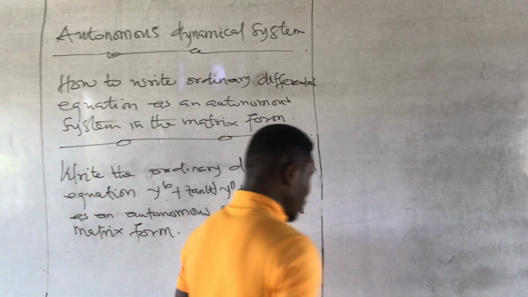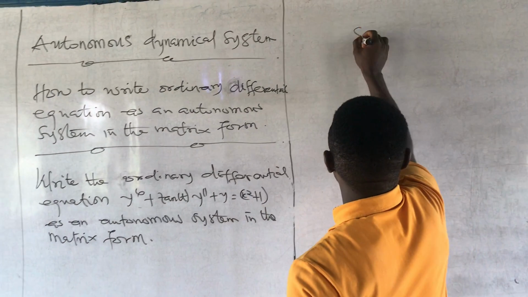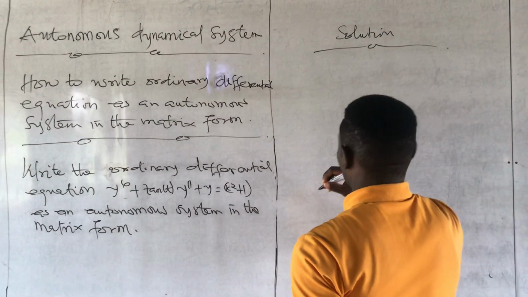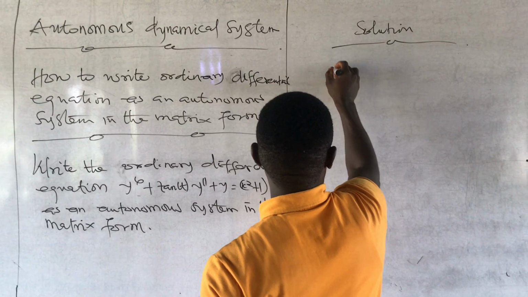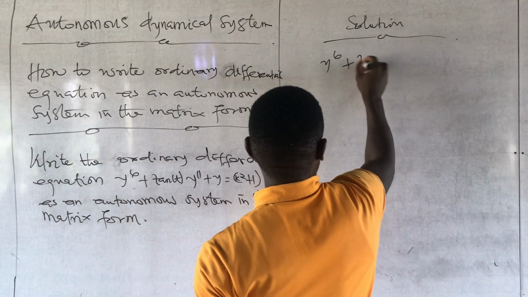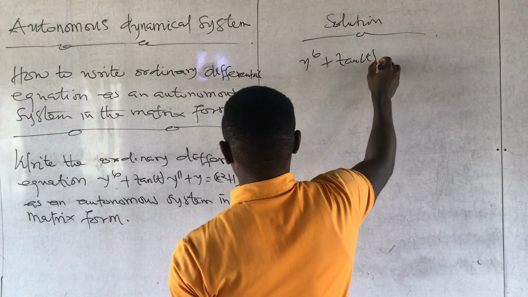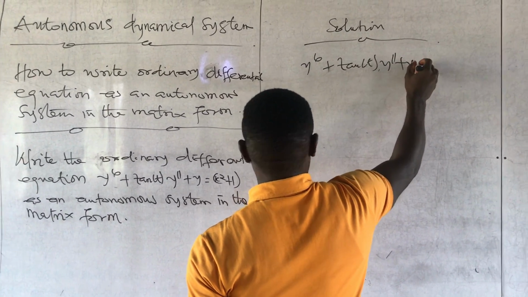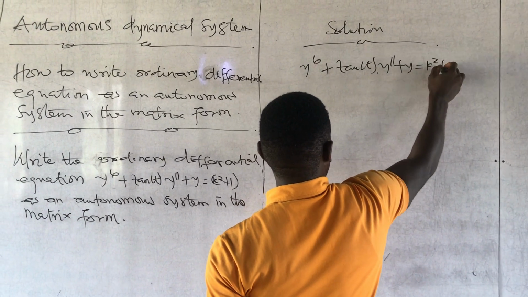Now let's look at the solution. The original equation is y^(6) + tan(t) y'' + y = k² + 1.